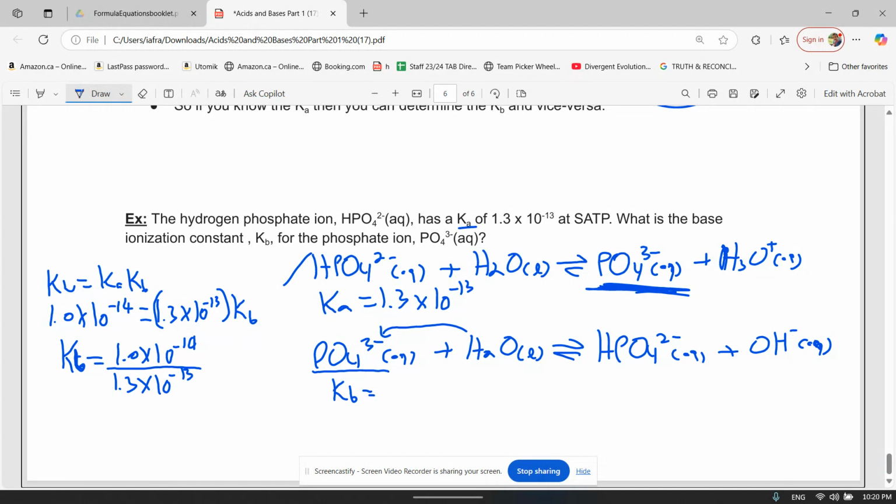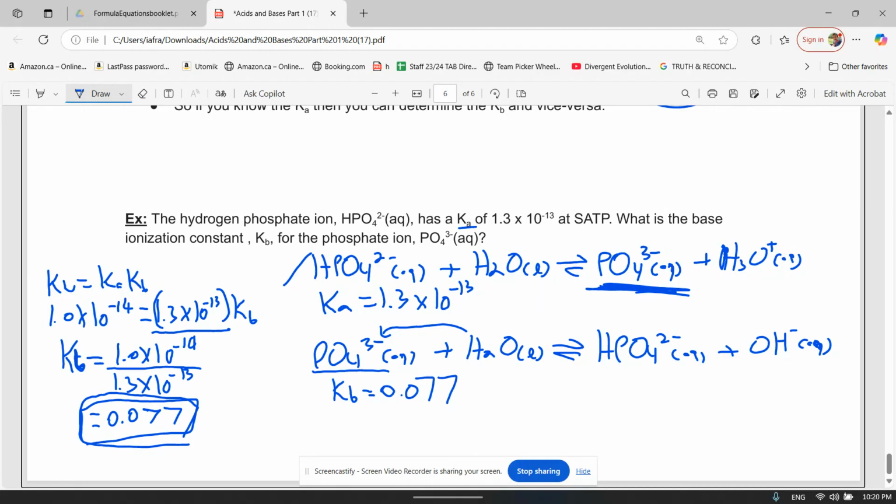So 1.0 times 10 to the negative 14 divided by 1.3 times 10 to the negative 13. And you get about 0.0769, or so 2 sig fig 0.077. So this is your Kb for this reaction. Notice that your Kb is pretty high compared to your Ka, which is an interesting relationship there, right? So this is our Kb here.